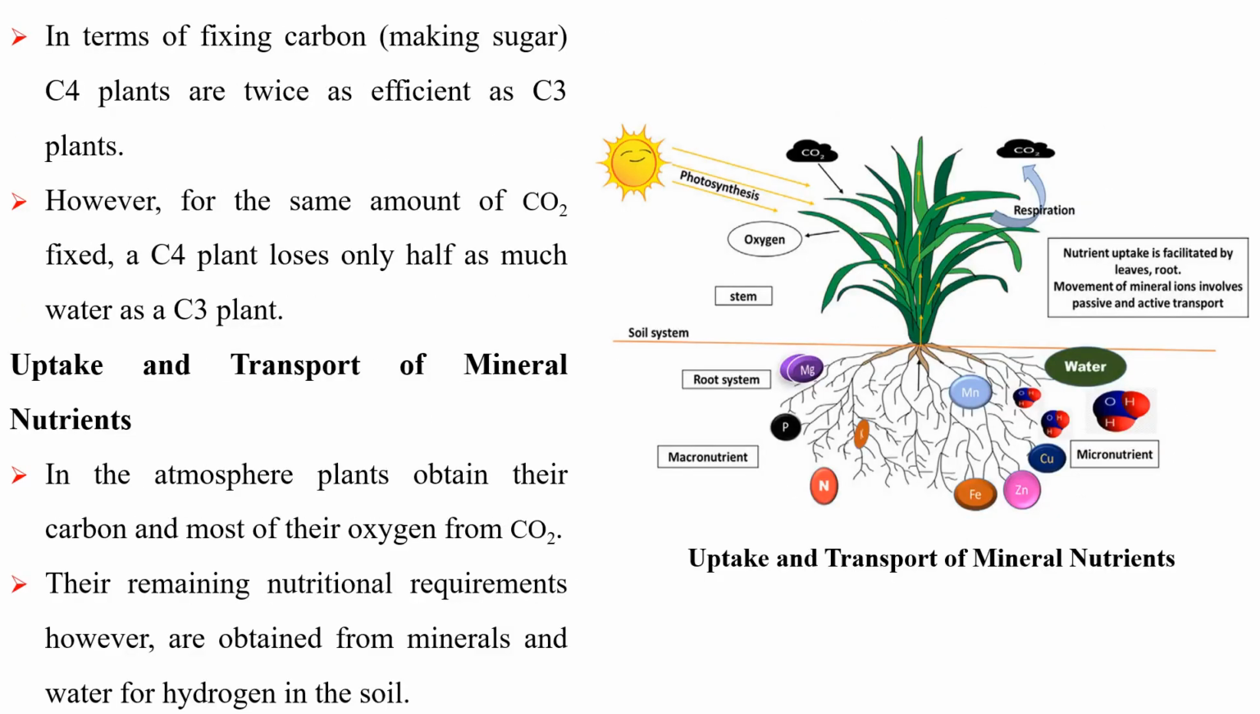In terms of fixing carbon, C4 plants are twice as efficient as C3 plants. However, for the same amount of carbon dioxide fixed, a C4 plant loses only half as much water as a C3 plant. Uptake and transport of mineral nutrients. From the atmosphere, plants obtain their carbon and most of their oxygen from carbon dioxide.